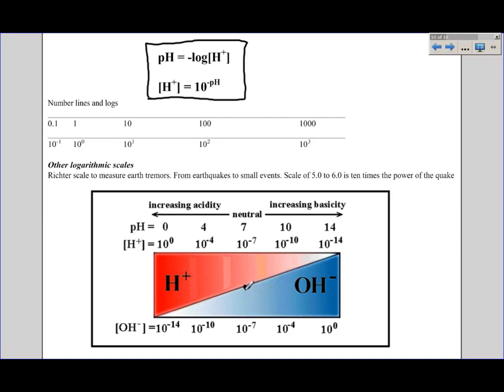So in a solution that's neutral, we still have a concentration of H+. It's got a pH of 7. So if we want to know the concentration of the H+, it's 10 to the minus 7. But because it's neutral, that means that it's balanced by the hydroxide in the solution, which is also going to be 10 to the minus 7.